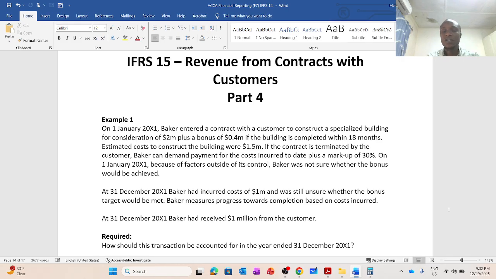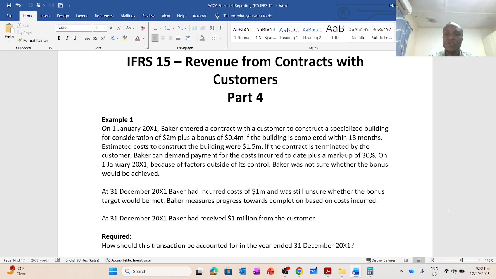Also, we have covered the aspect of contract cost, which is very much important for the examination. So today, we are going to look at examples. We are going to solve two examples so we can understand, to be specific, the contract cost aspect, because we are going to look at how we can recognize revenue over a period of time.